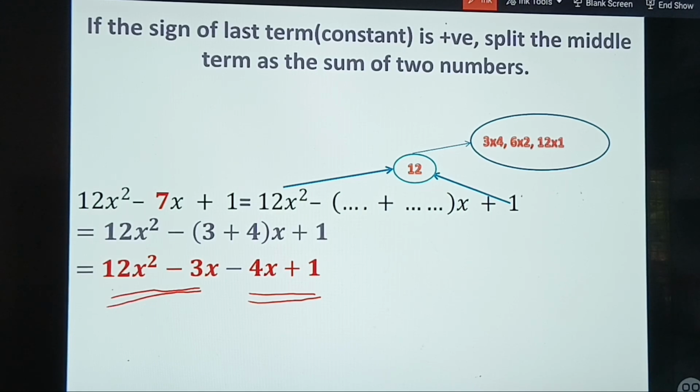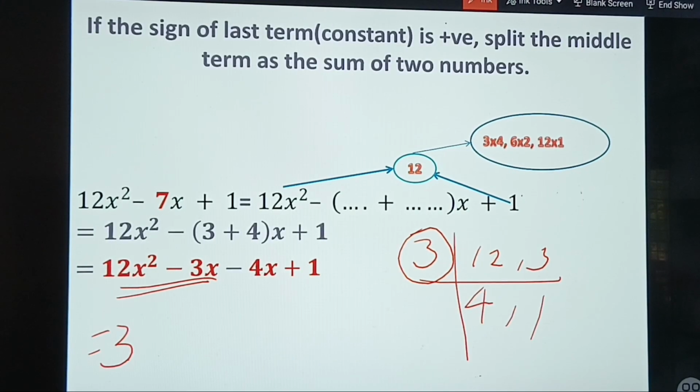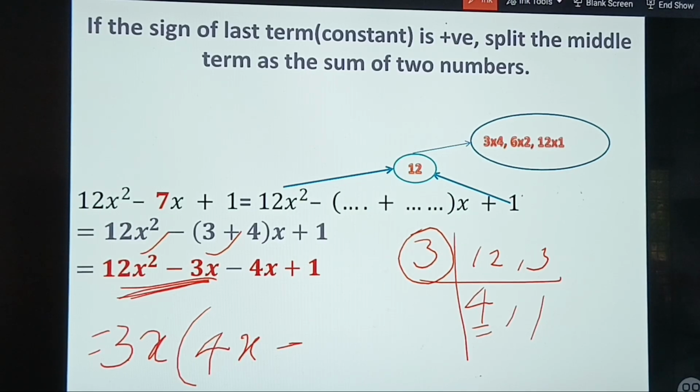What is common to 12 and 3? Take the common factor, it is 3, with 4 and 1. So 3 is a common factor for the first two terms, so you take 3. From x² and x, the minimum power is x, so take x. Always the first two terms have x as common. What is left out here is 4 and x. Minus 3 is also taken common, x is common, and what is left out is 1. Then what is the sign here? The sign is minus, you have to write minus.